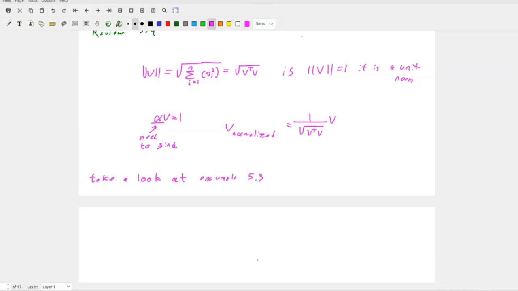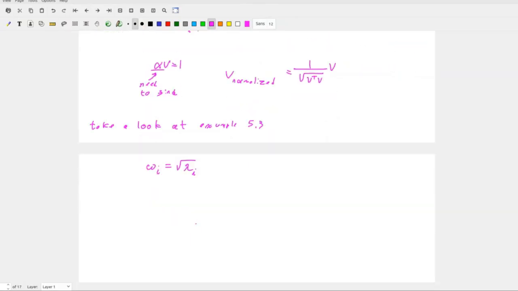All right, so from our eigenvalue solution, let's say omega i is equal to the square root of lambda i. So our natural frequency for the first mode is equal to the square root of our first eigenvalue. That works pretty well. Again, the eigenvalues are not the natural frequencies. They're just related to the natural frequencies. So the eigenvectors are too.